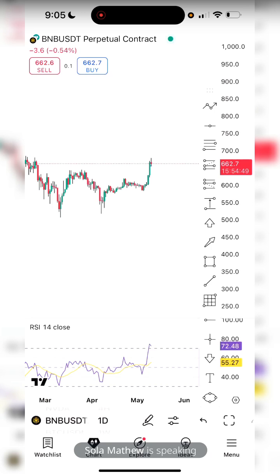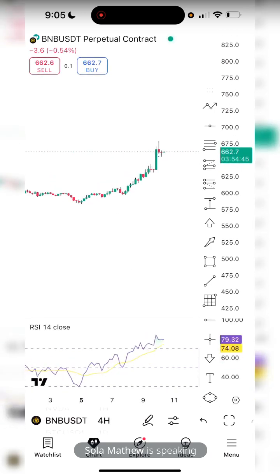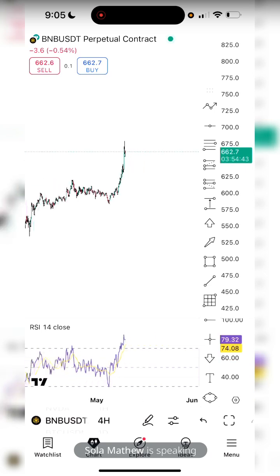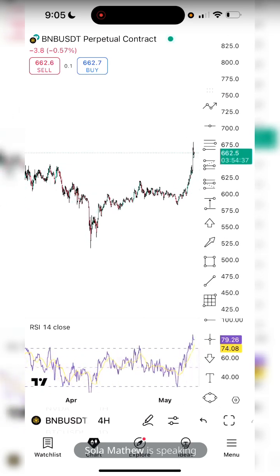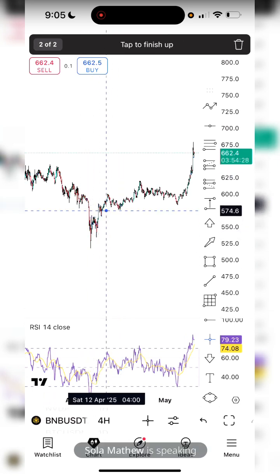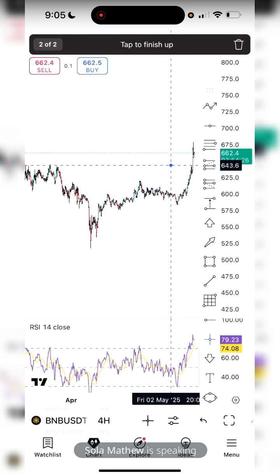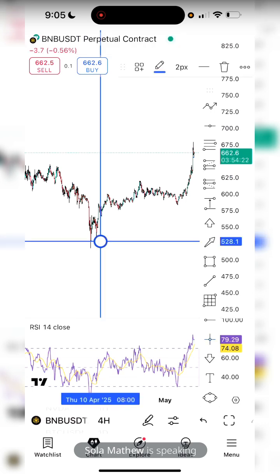Now let's take it to 4 hours. Under 4 hours, you see it's still an uptrend in 4 hours. Even though it went down somewhere here, you see it's still going up. It's still going up.